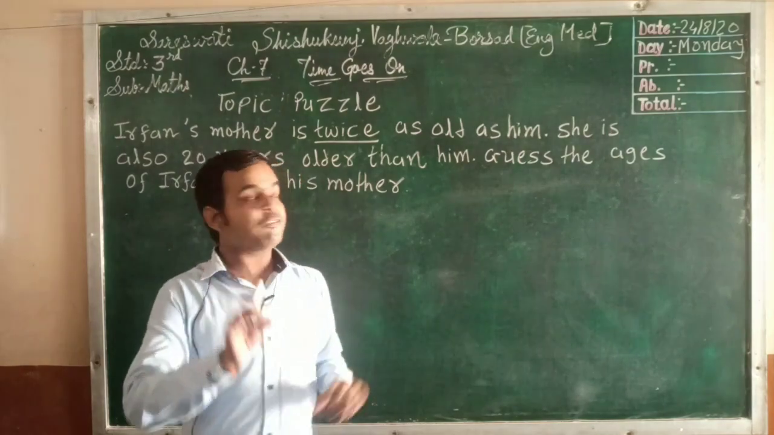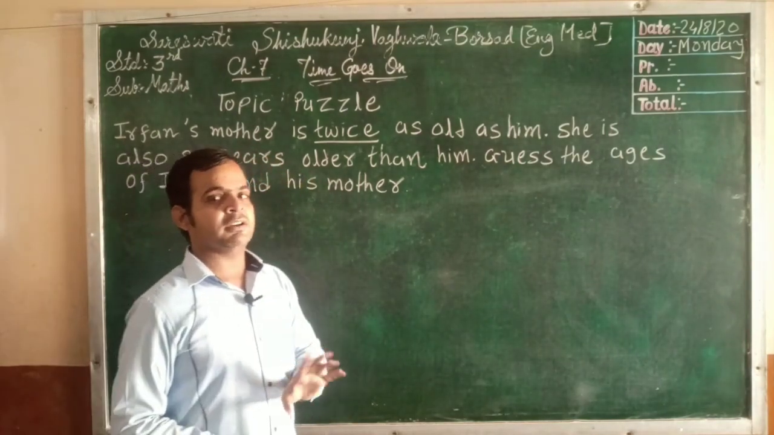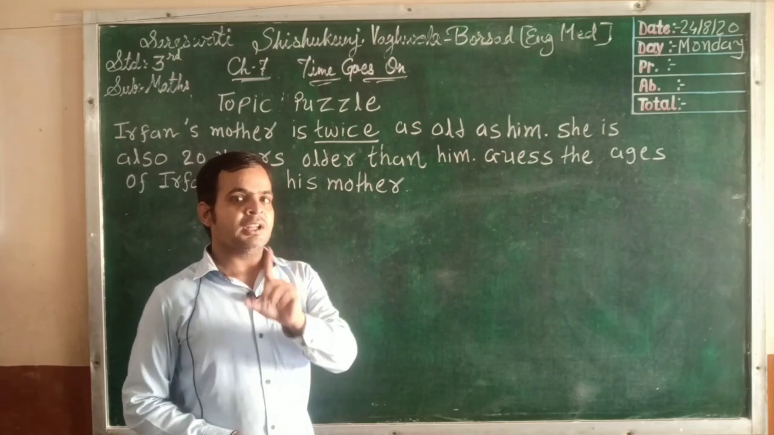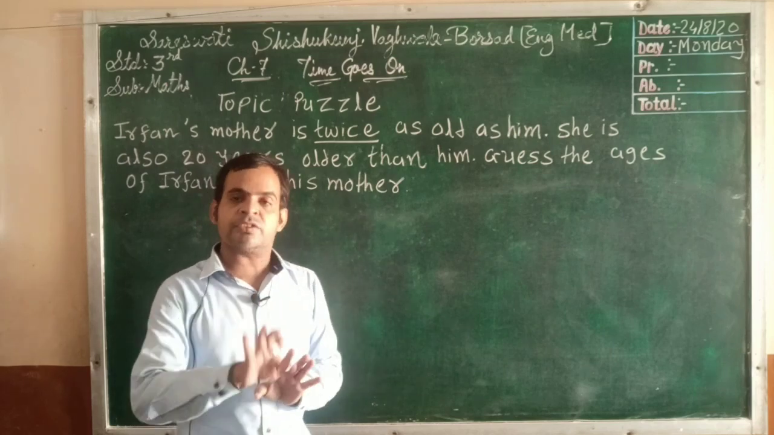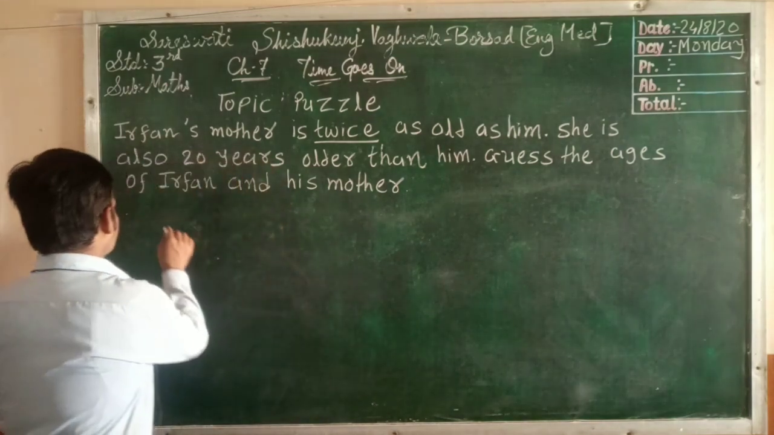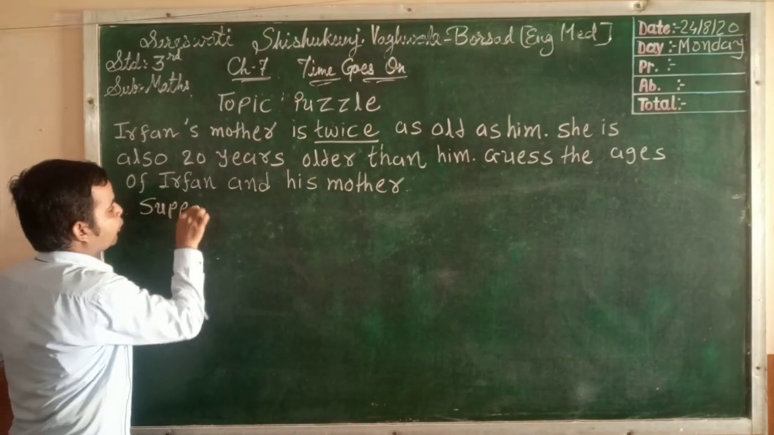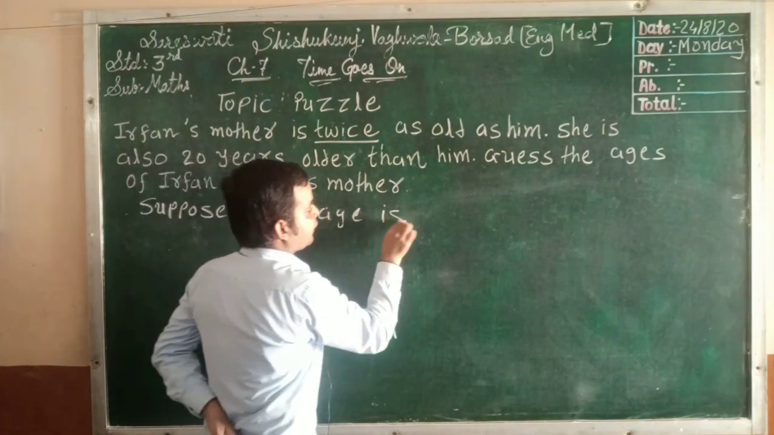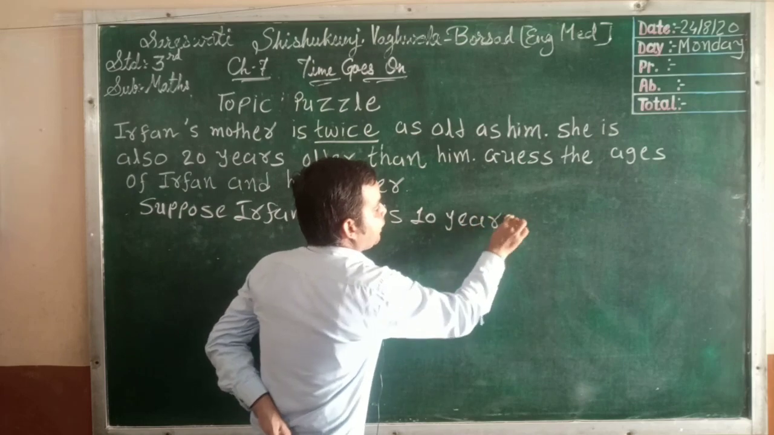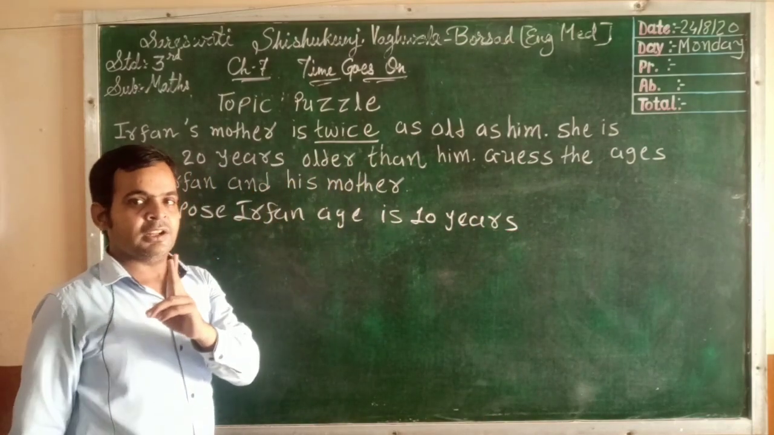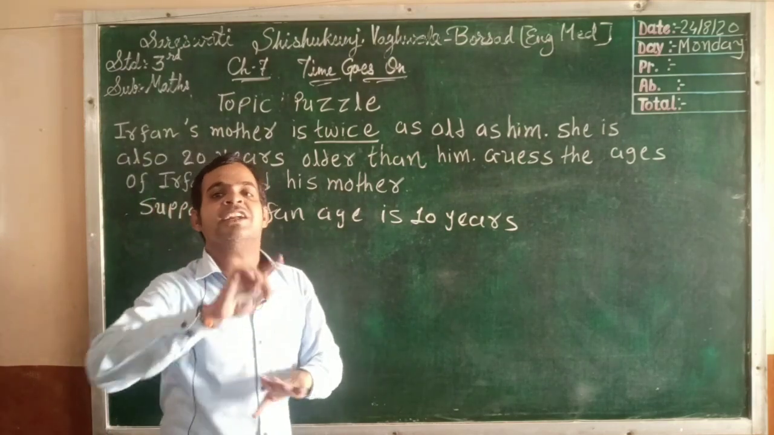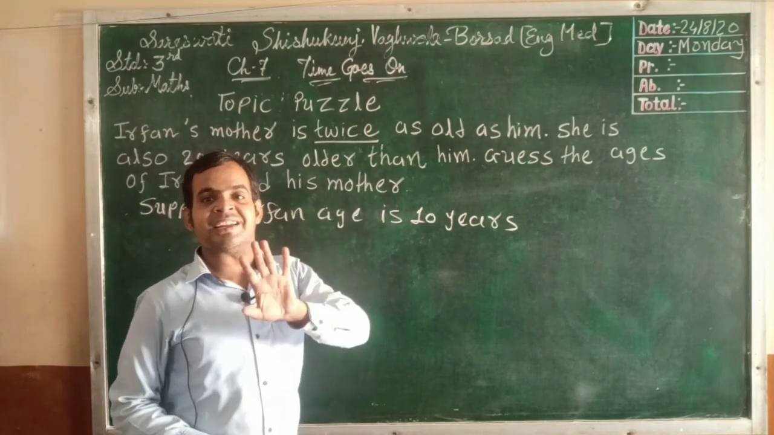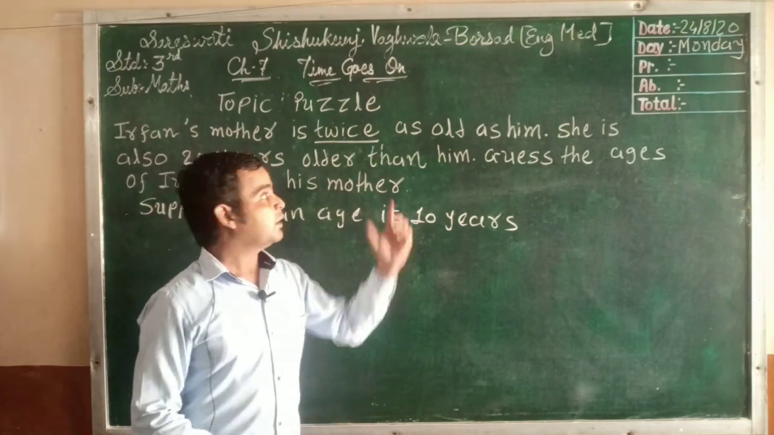Okay, so here if you notice, Irfan's age is not given, right? So here suppose Irfan's age is 10 years. Then here two conditions are given, right? If these two conditions are satisfied then our answer is right, otherwise our answer is wrong. Here which two conditions are given? Irfan's mother is twice as old as him.